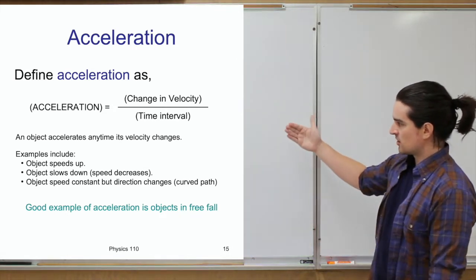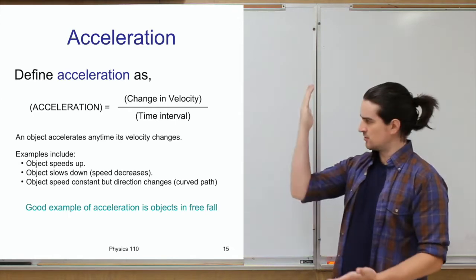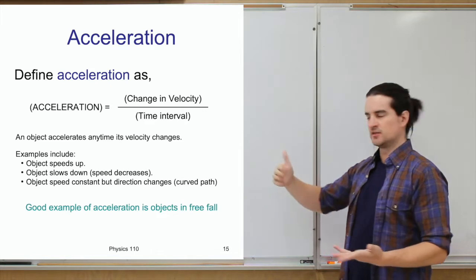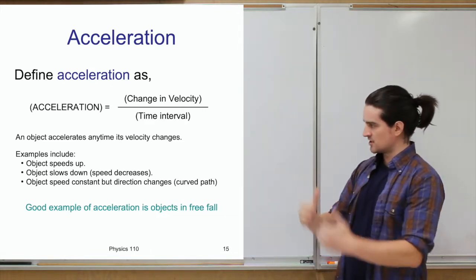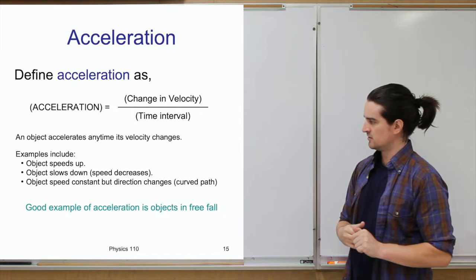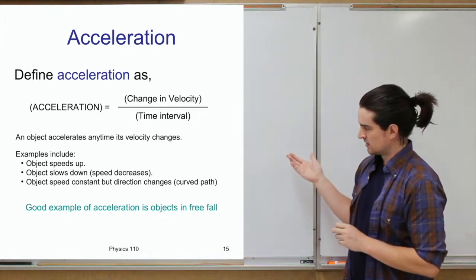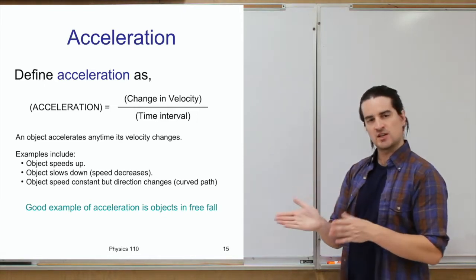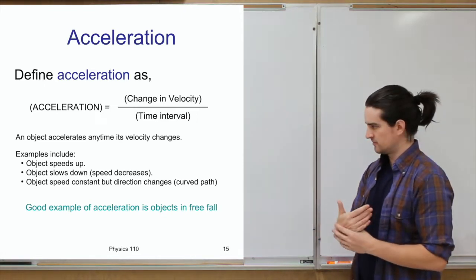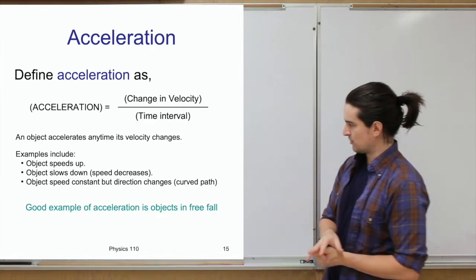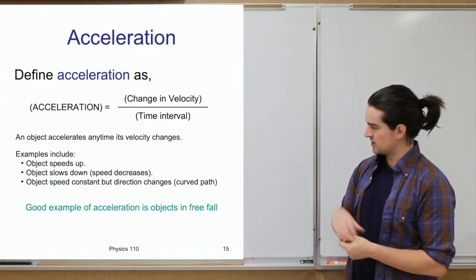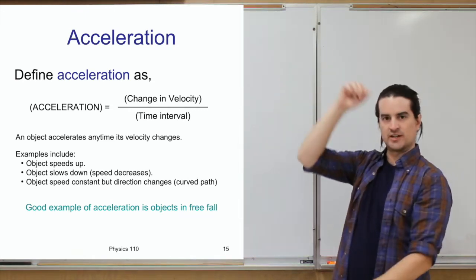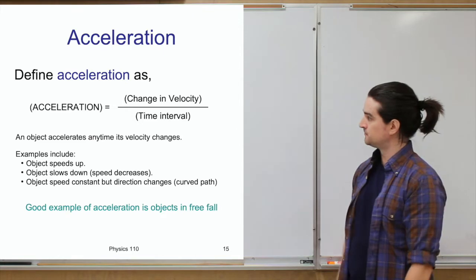So examples of things accelerating are when an object speeds up, right? Its speed increases, its velocity has changed, it's accelerated. When an object slows down, its speed has decreased, its velocity has changed, it's accelerated. When an object turns, changes direction, its speed has stayed the same, but its direction has changed, so it's also accelerated. And a good example of an accelerating object is an object in free fall, when we just release an object and it gets pulled down to the Earth's surface.